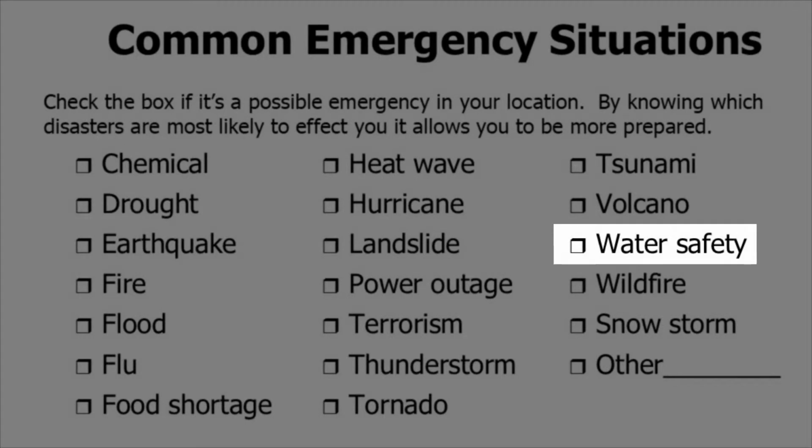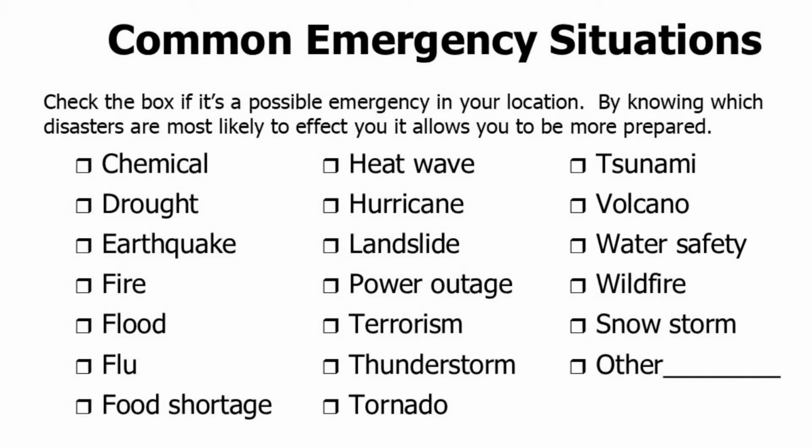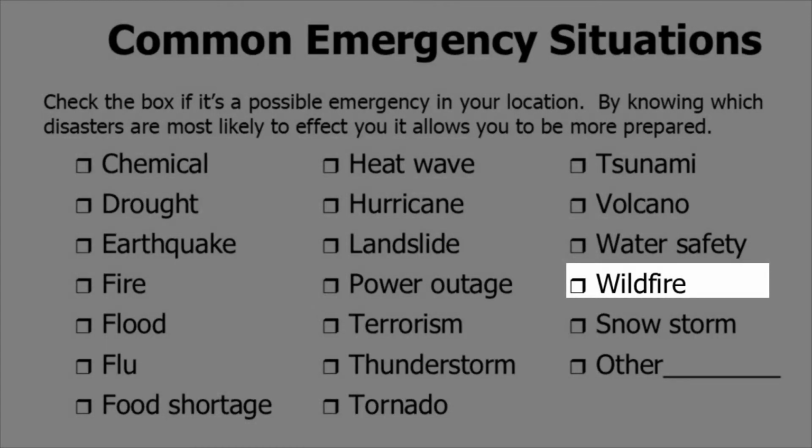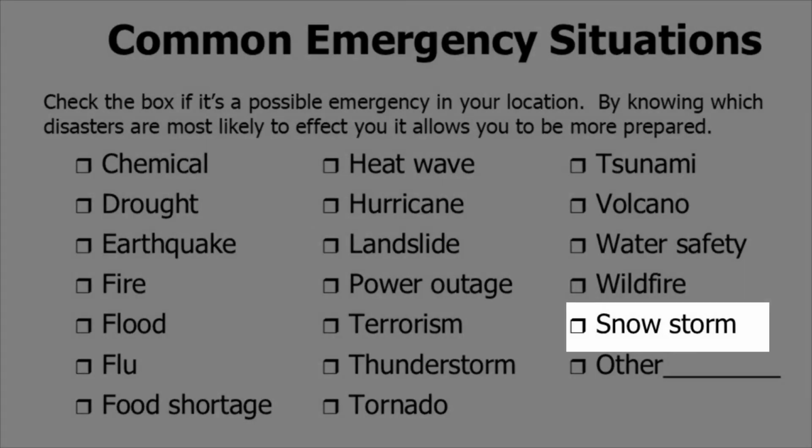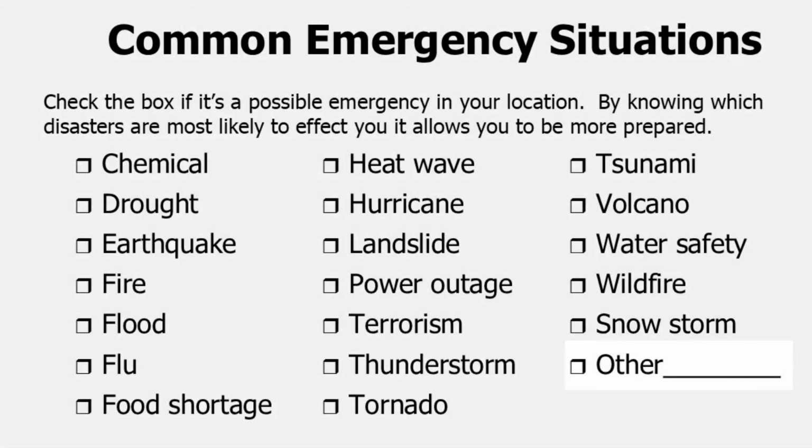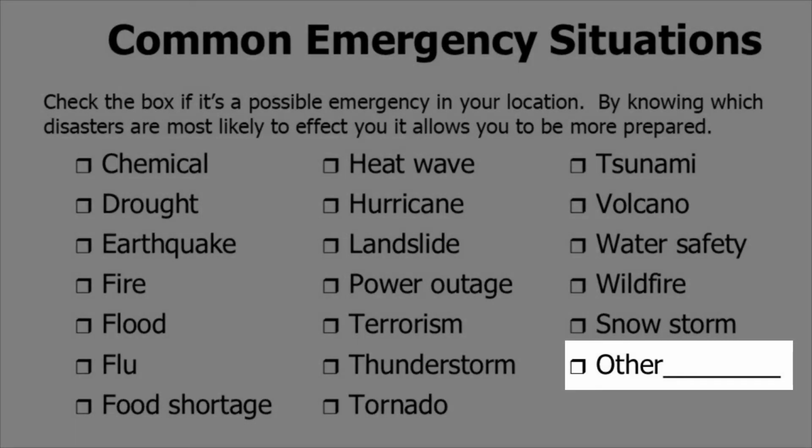Water safety. This means that you could have your water supply affected by other disasters. Wildfires. Wildfires are very common in Idaho. Snowstorms. Snowstorms can affect just about every component of life, and they're very frequent in Idaho. Other. Other can mean anything that was on this list that you have experienced, or you know others have experienced, that can be counted as a disaster.